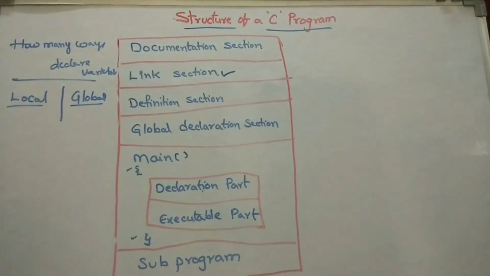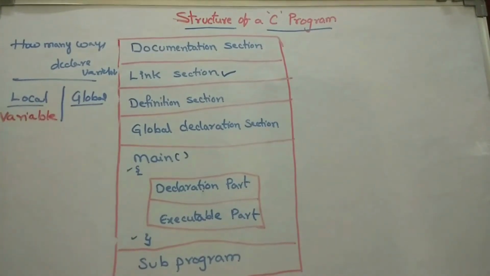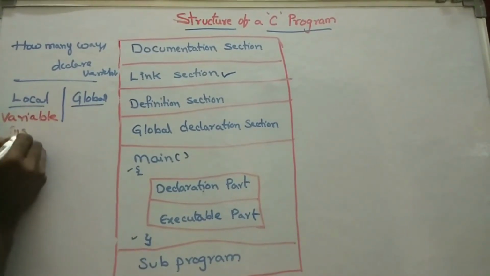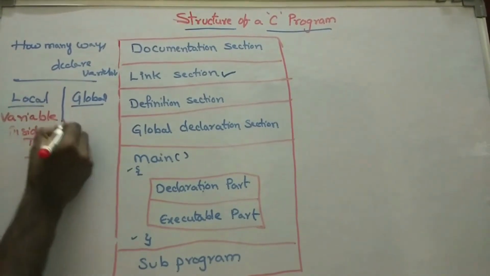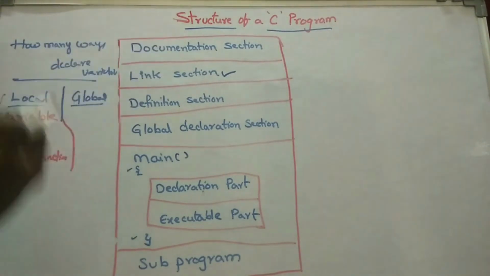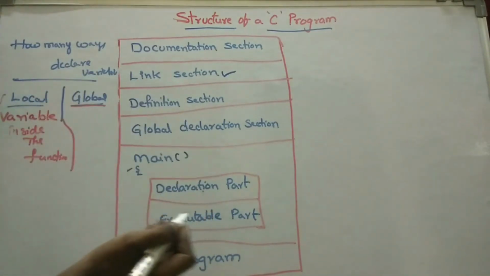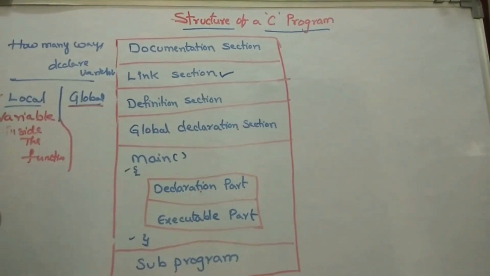What is meant by local? The variable which we declare inside the function is called a local variable. You know the general meaning of local: only within the premises. Global means the entire. We can declare a variable as either a local variable or a global variable. If we declare the variable as local, we can declare it within the function only. Those types of variables are called local variables.